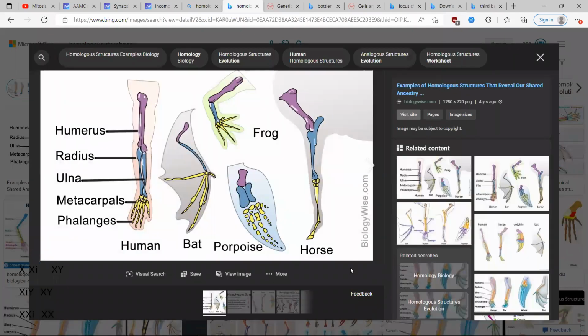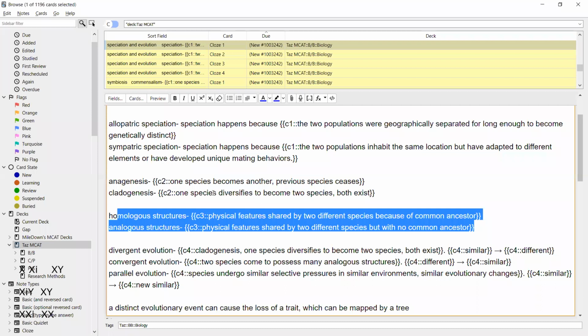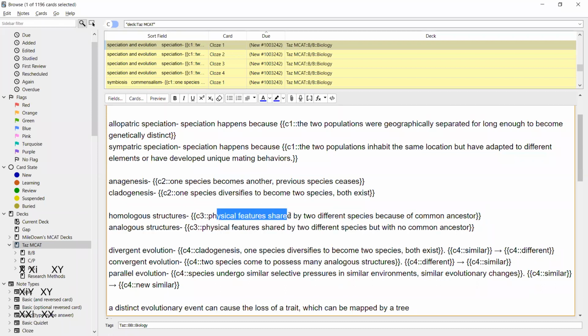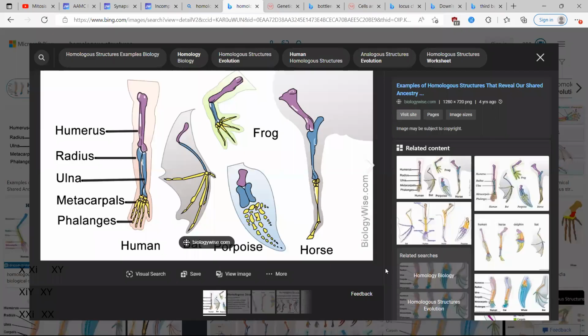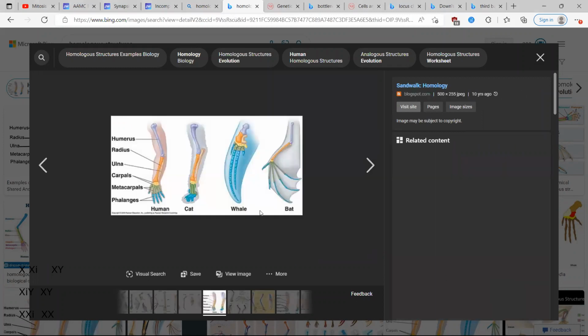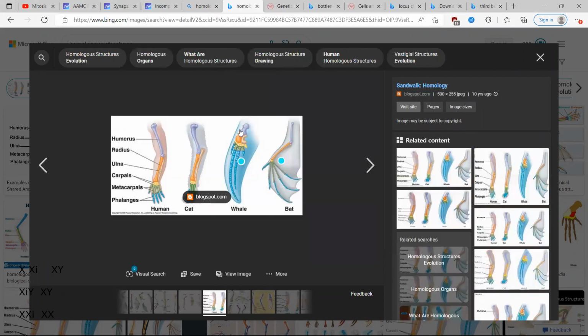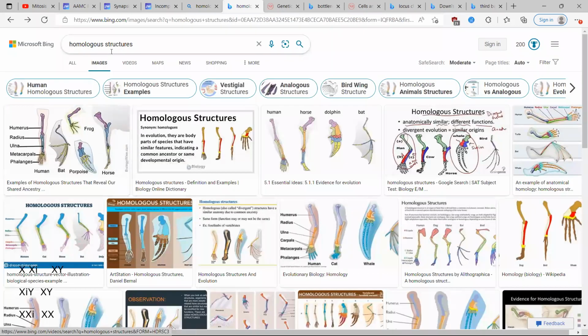Yeah, okay. So homologous structures are physical features shared by two different species because of a common ancestor, right? So these are homologous structures. Basically it's a conserved motif in our anatomy, in how we all have very similar bone structure in our arms. That's what they're saying is a homologous structure.